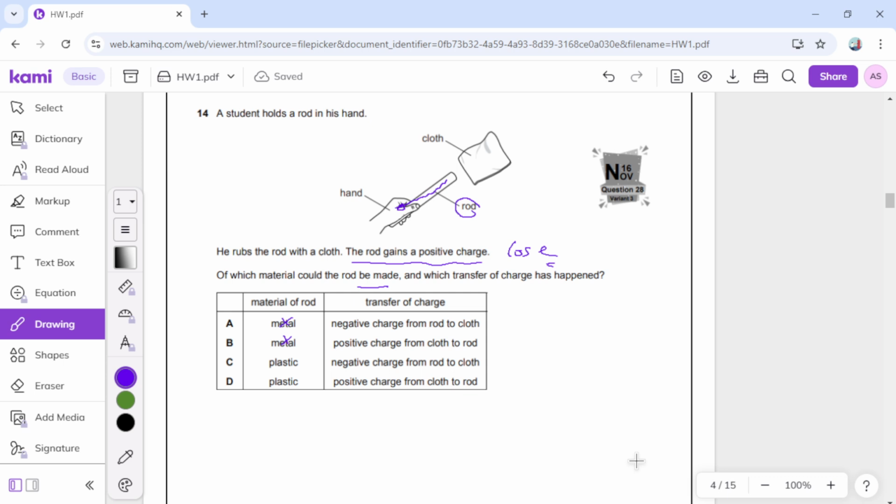And because it lost electrons, there is transfer of negative charge from rod to cloth. Yes, because the rod gains positive charge, it means it lost electrons. So C is correct. Negative charge from rod to cloth. We don't have any positive charge that can move.